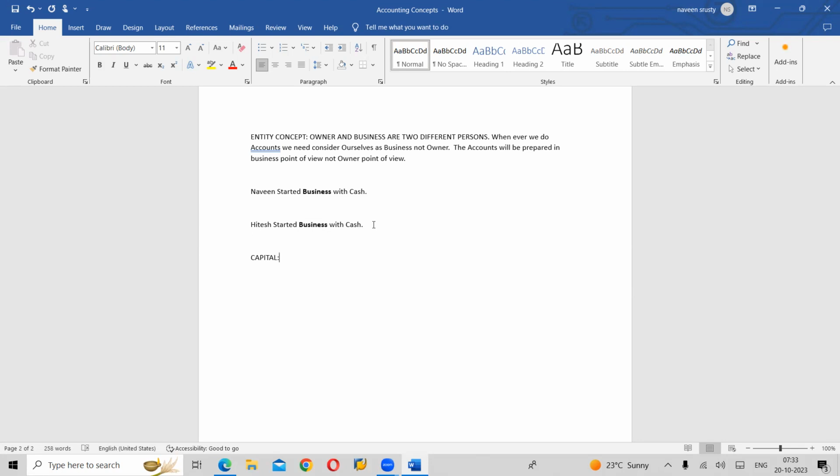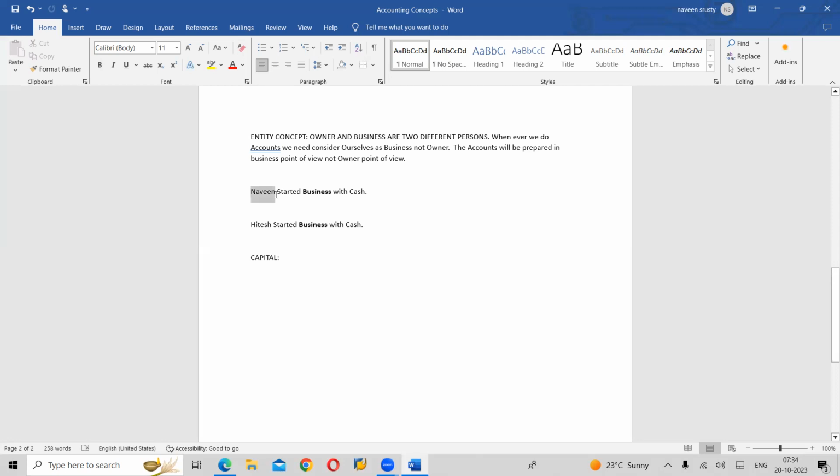Where will we take capital? Asset or liability side? Liability. What do you mean by liability? We need to pay back to the owner, something which we need to repay. Something which we own is an asset. Something which we need to repay back is a liability, correct? So why are we calling capital a liability? Because as we are the business, we need to pay back to the person who has given the money.